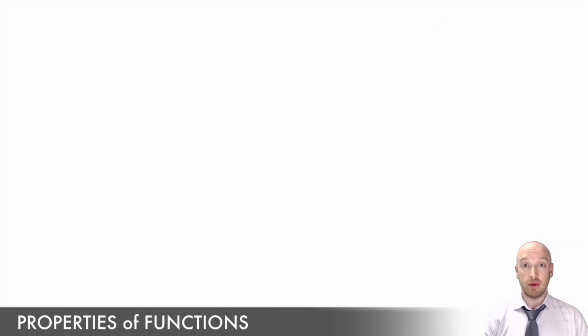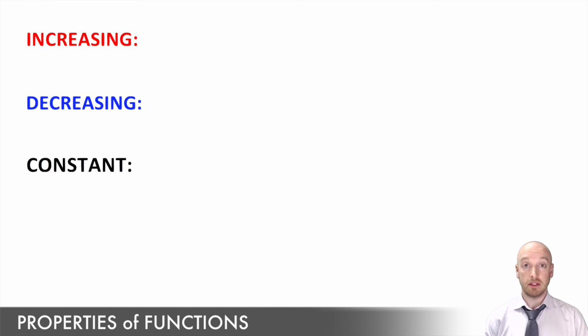Now finally, we have increasing, decreasing, and constant portions of a function. And these are as easy as any of the properties that we've looked at so far. Increasing portions of a function are any portion of the function that has a positive slope to it. Decreasing portions of a function have a negative slope, and constant portions of a function are represented by perfectly flat horizontal lines. Now here, the answers for increasing, decreasing, and constant are again going to be intervals of x values, for which the function is either increasing, decreasing, or constant.